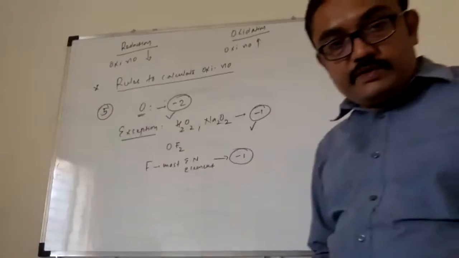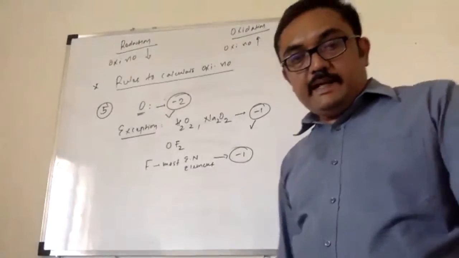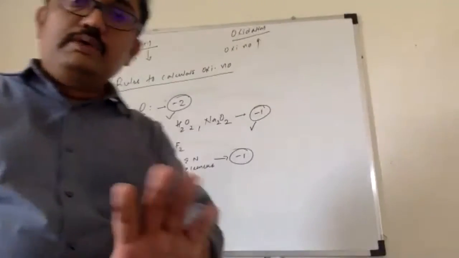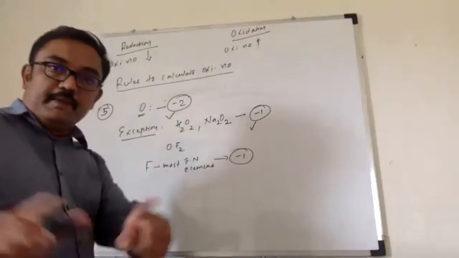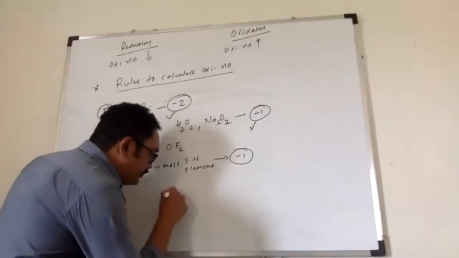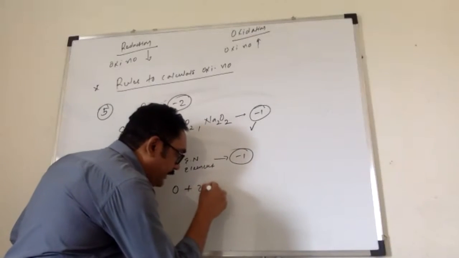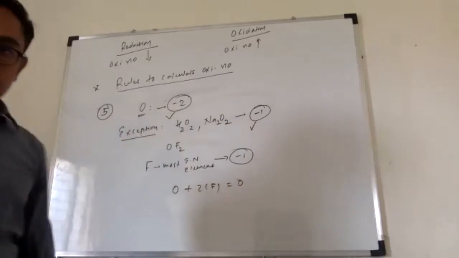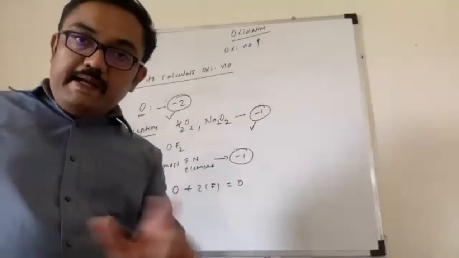Now let's calculate oxygen in OF2. To calculate, I will apply +2. To calculate, we will apply that rule of summation. It is oxygen plus 2 into fluorine. There is no charge, so 0. The total is 0. Now, as I said, fluorine doesn't change.